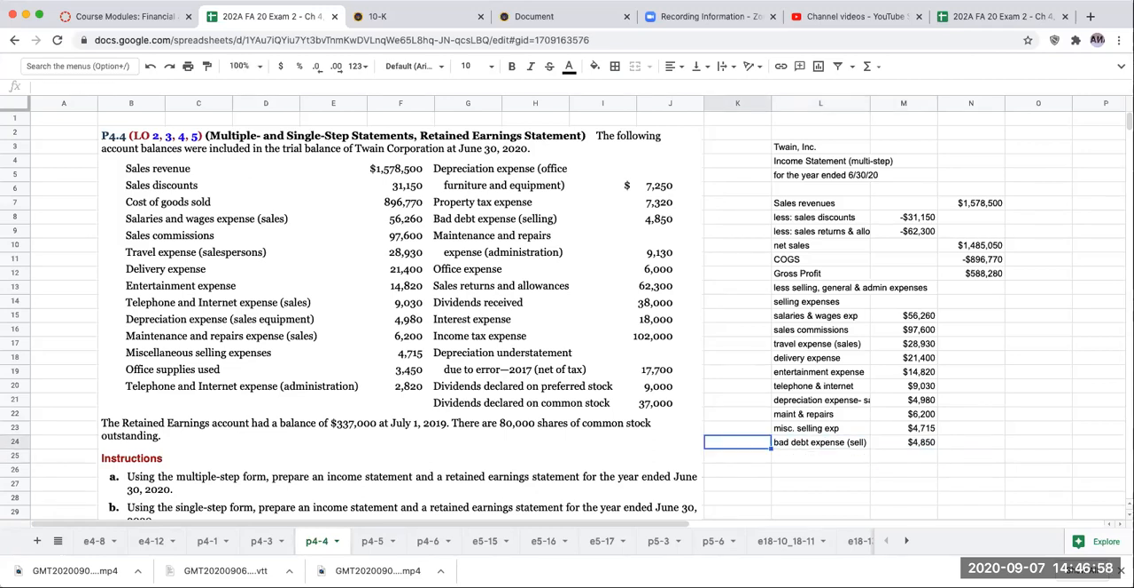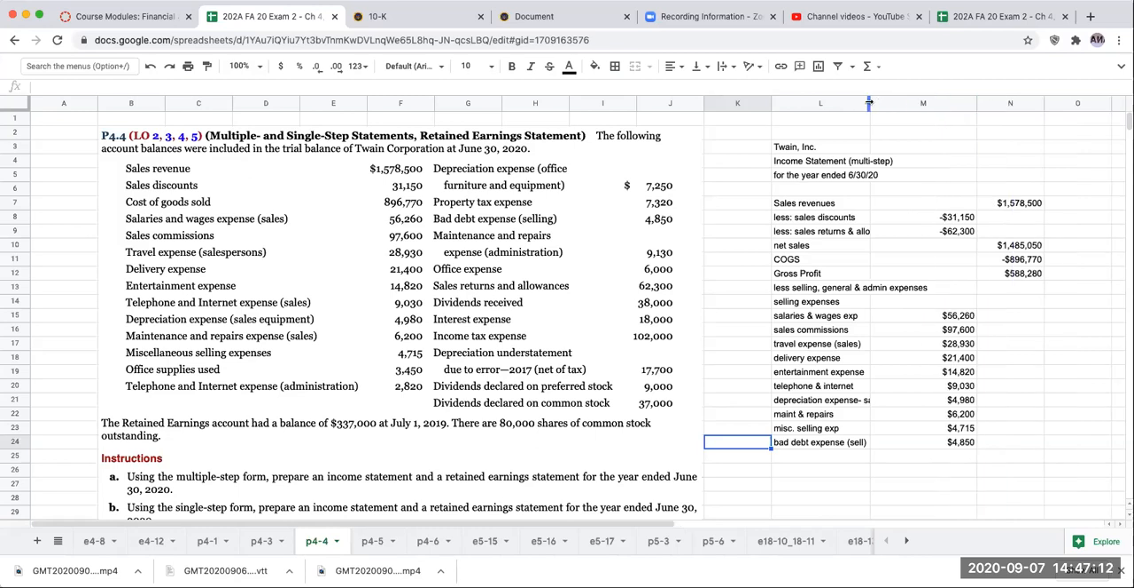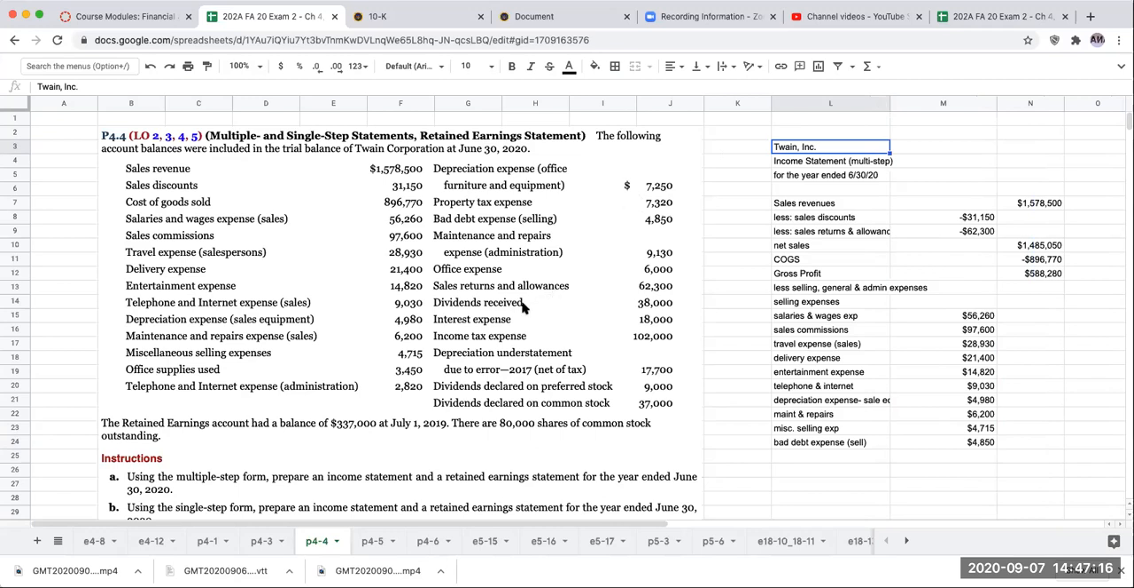$4,850. Property tax is going to be general and admin. Office expense is going to be general and admin. Sales returns and allowances we've already dealt with. That's something we deduct to get to net sales. And then over here, dividends received, that's going to be other income, interest expense, other income expense, income tax expense, and that's going to be retained earnings.